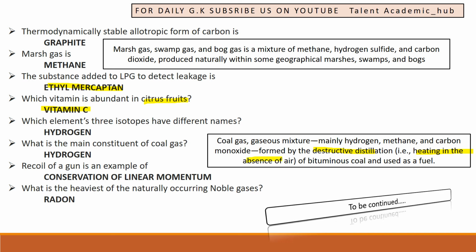Recoiling of a gun is an example of conservation of linear momentum. And what is the heaviest of the naturally occurring noble gases? It is radon. Radon is the heaviest of the naturally occurring noble gases.